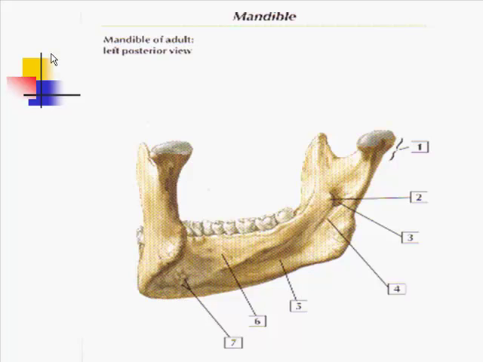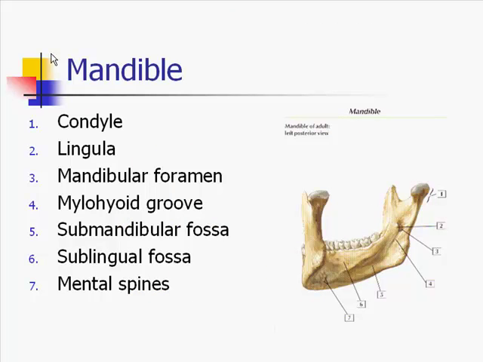Now if we go to the posterior view, you can see another. See if you can find where the lingula is, mandibular canal. Mandibular foramen. Again, this particular one, they're saying the 4 is the mylohyoid groove. Above it, superior to it, would be the mandibular canal.